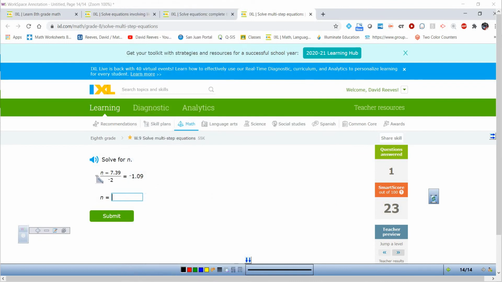All right, so what do I need to do to both sides? I need to multiply by negative 2. Anytime you want to eliminate a denominator, you can multiply it, right? So going forwards, I would have done n minus 7.39 and then divided by negative 2. So going backwards, I'm going to multiply both sides by negative 2 first. So that's going to give me n minus 7.39 is equal to, okay, I think I could do this without a calculator. Negative times a negative is a positive, and 2 times 1.09 should be 2.18. All right, then I'm going to add 7.39 to both sides.